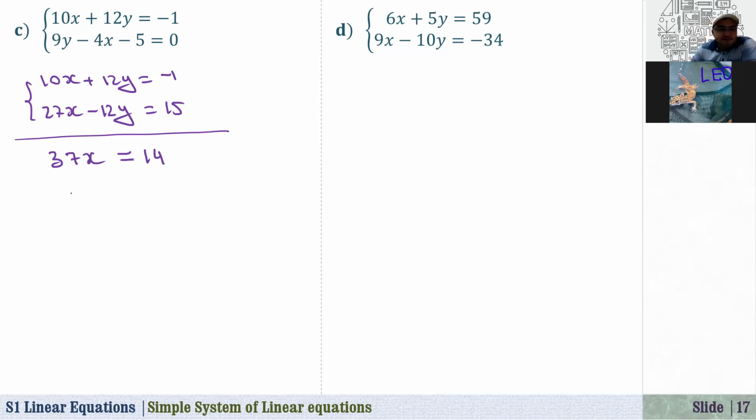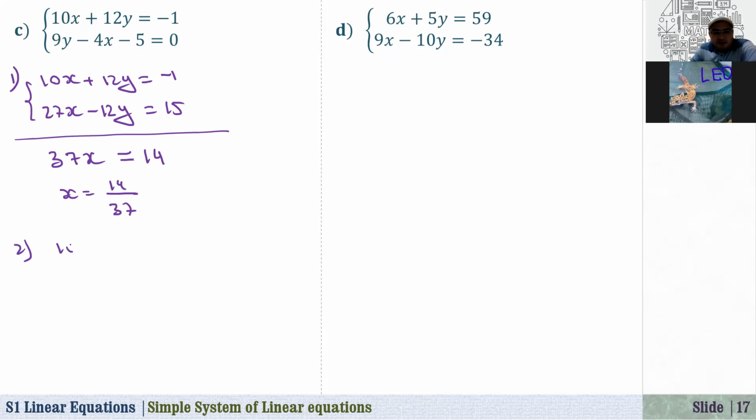Okay, so from here, x is equal to 14 over 37. That's a fraction, so what can we do? Nothing. So that's our first step. The second step, we need to find the value of y, right? So which one? Let me just substitute into the first equation.